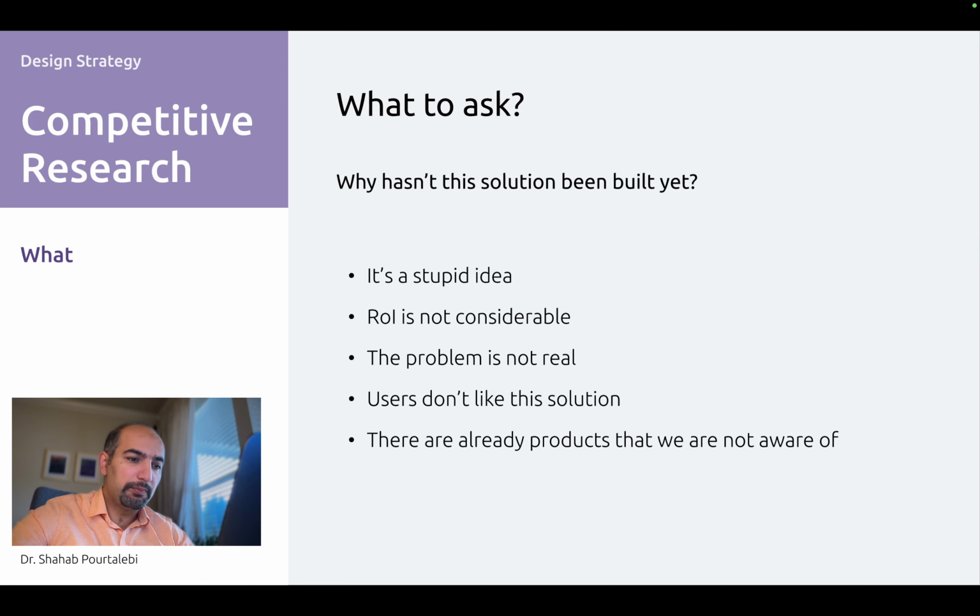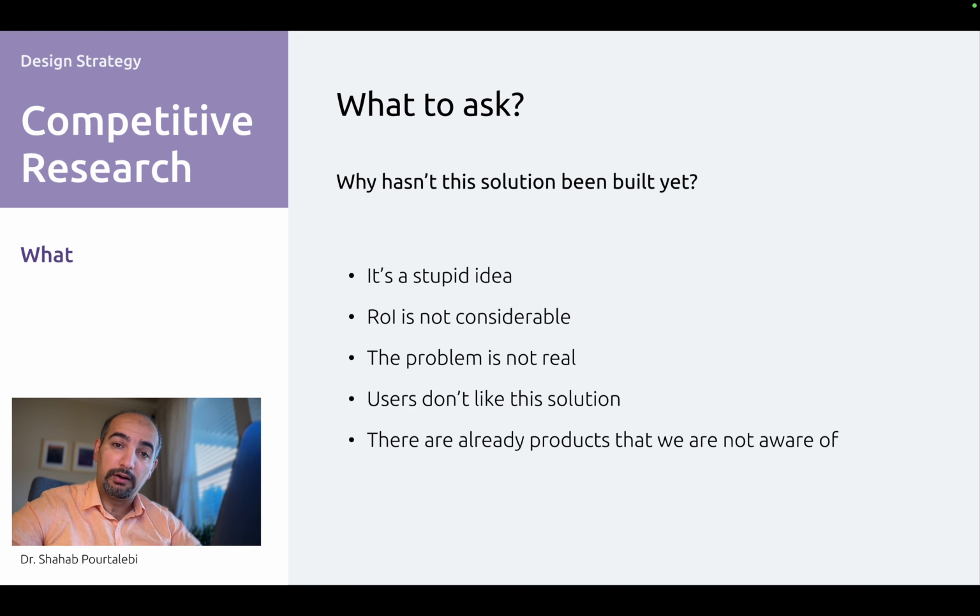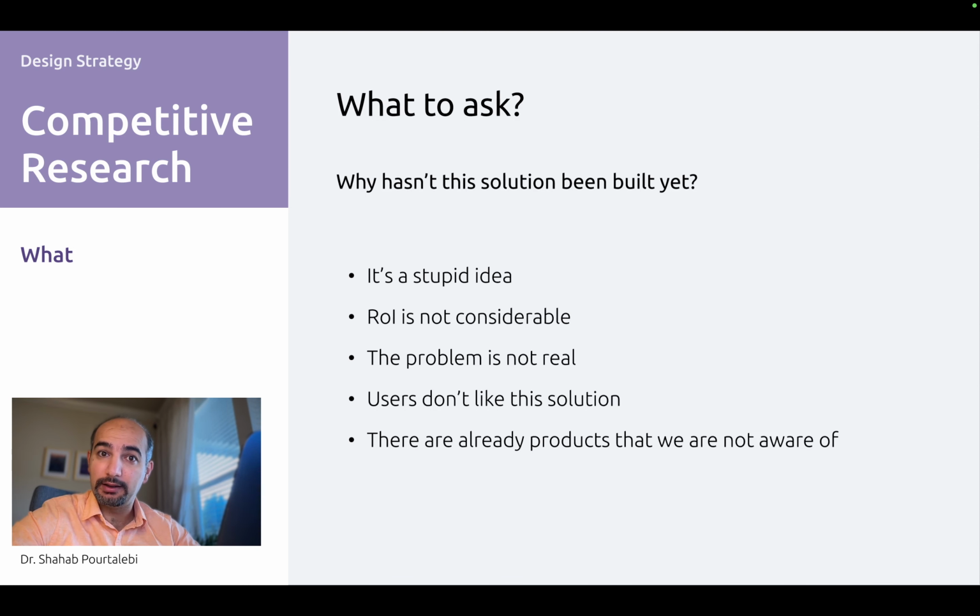Or the problem is not real. That wouldn't be the case here, because when we've done our problem interview, we made sure of that. Our users are there, they all proved that they're facing a problem and they couldn't find a solution to solve that problem, basically. So hopefully that wouldn't be the case. Users don't like this solution. We've already validated this one as well in our money shot question, if you remember.